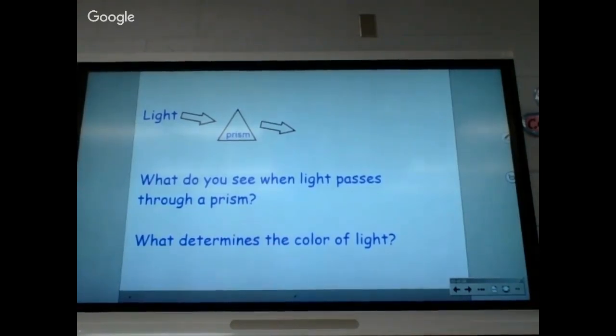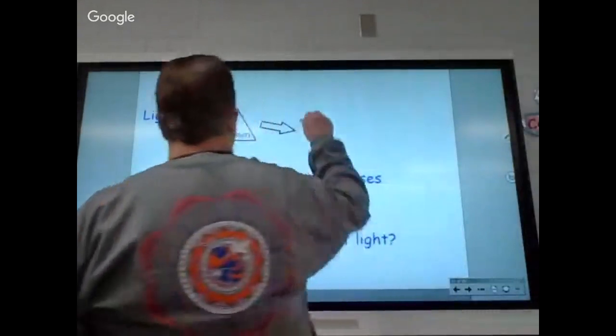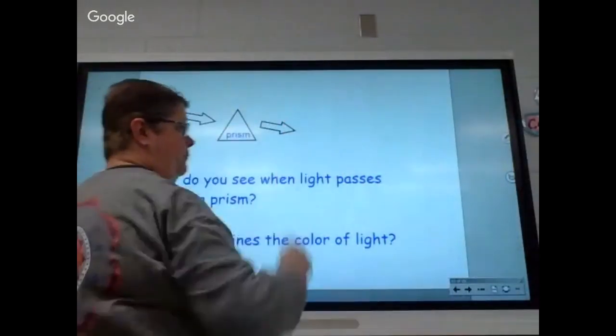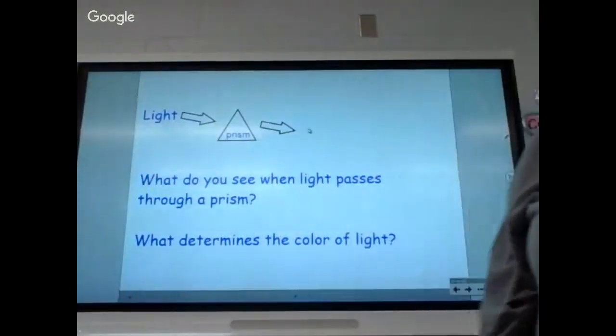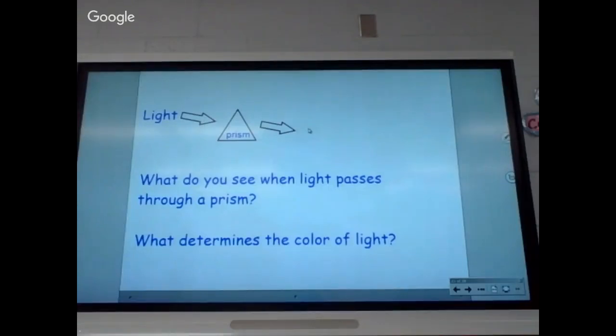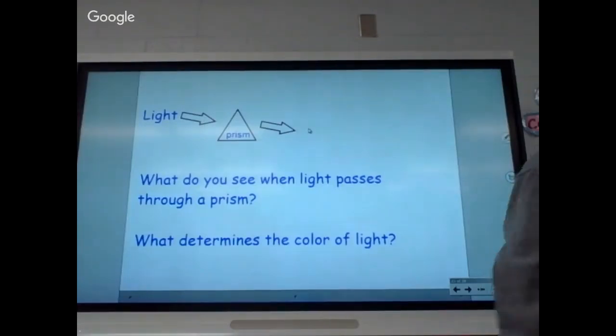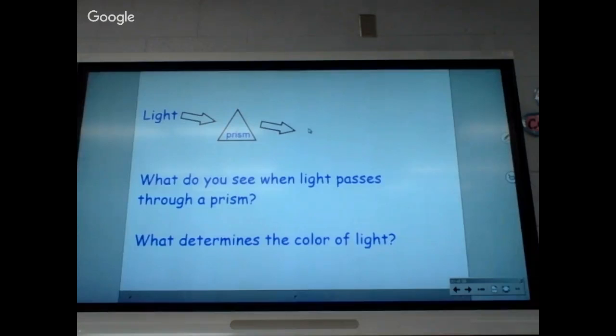So what do you see when light passes through a prism? Color. You see a rainbow. All right, this right here, now this was Roy G. Biv. If we look at this, are we going to see Roy G. Biv? No. We're going to see these. Now, if we stay in here with all this visible light, we would.